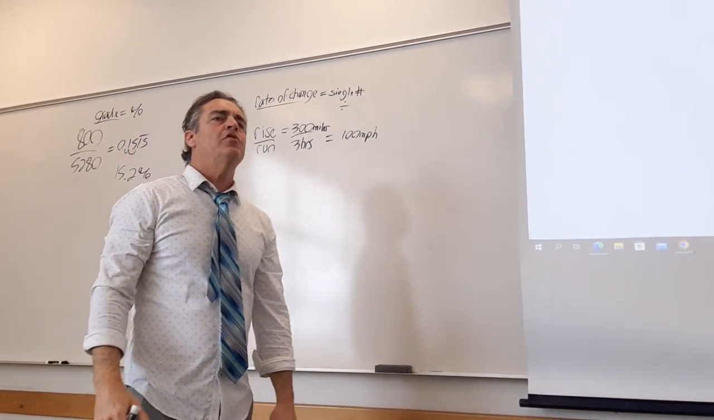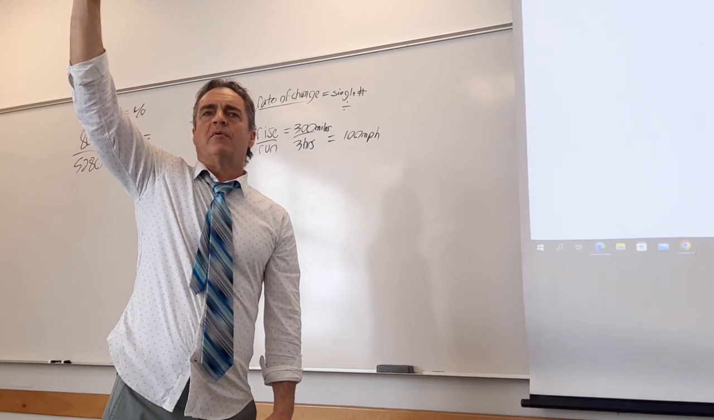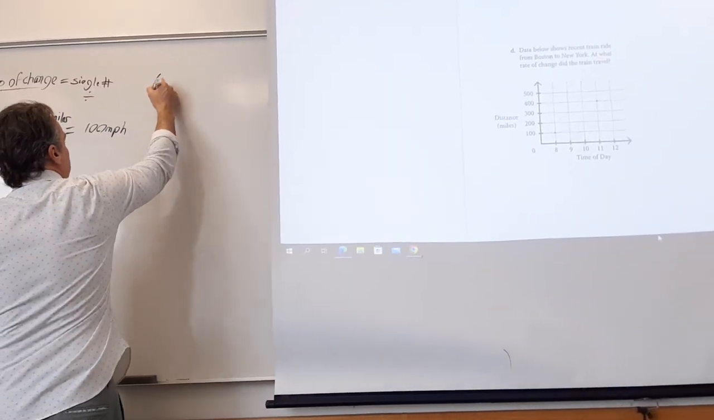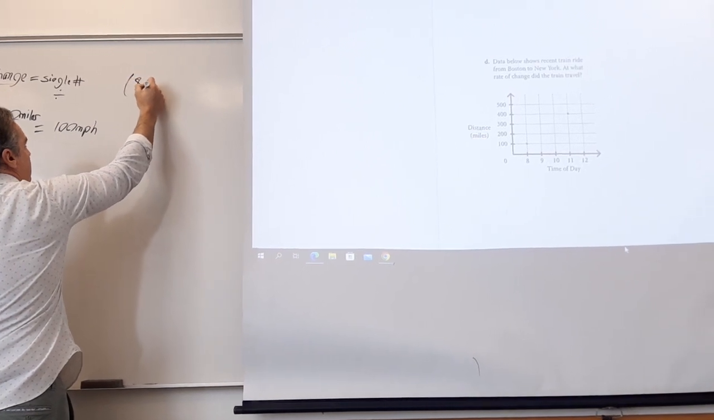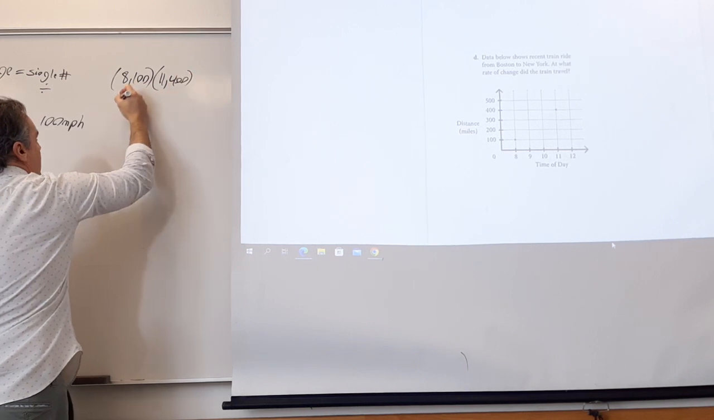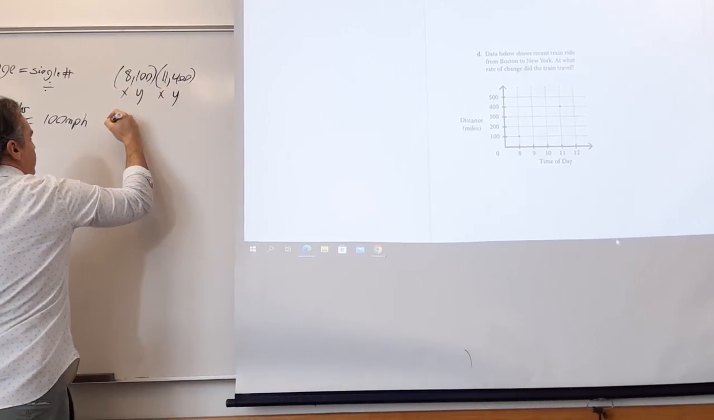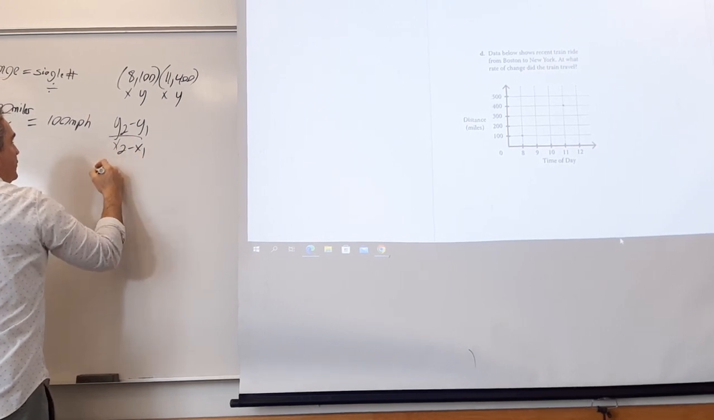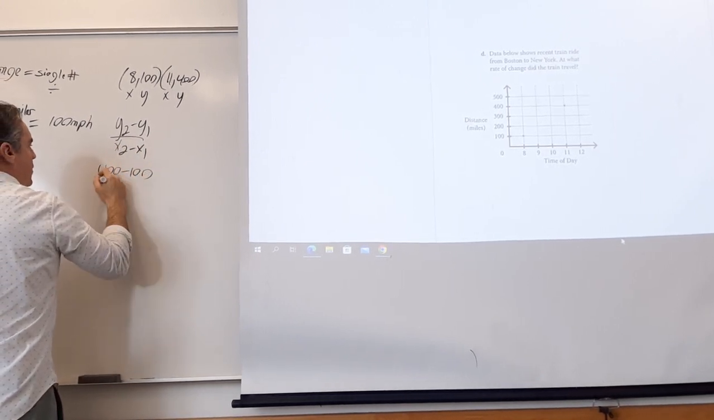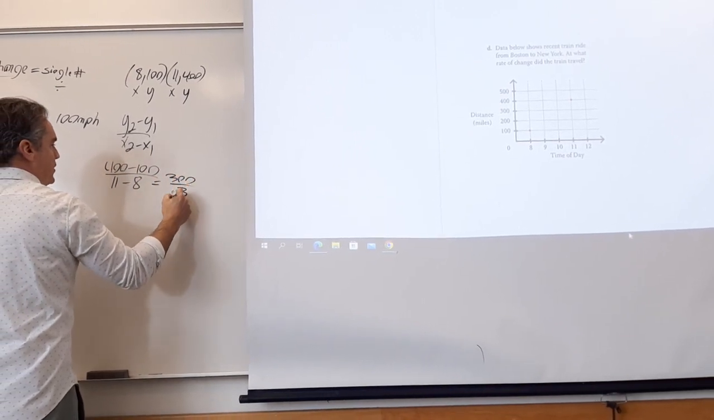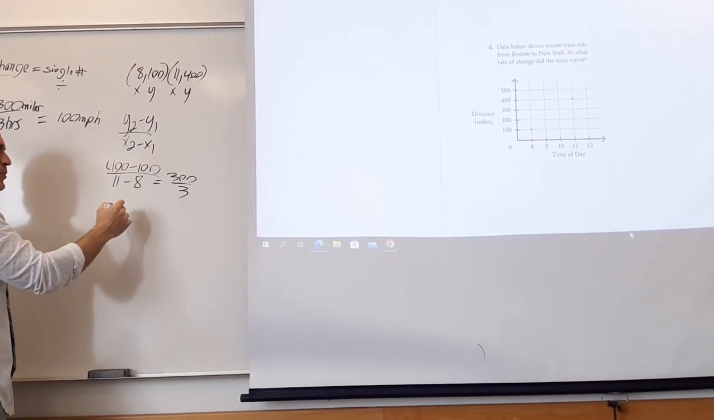Say woo if you got it right. Woo. Okay. How many of you use y2 minus y1 over x2 minus x1? That's totally fine too. Okay. So we have our first point. Give me the coordinates. 8, 100. Our second point. 11, 400. Very good. Look at this. X, y, y2 minus y1 over x2 minus x1 makes 400 minus 100 over 11 minus 8 equals 300 over 3. Same exact thing, right? Ends up being 100.